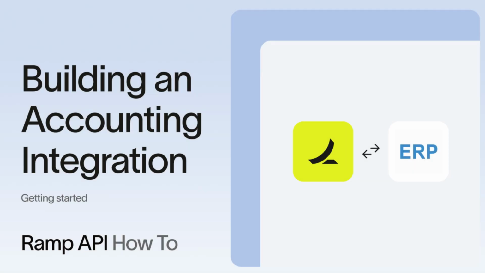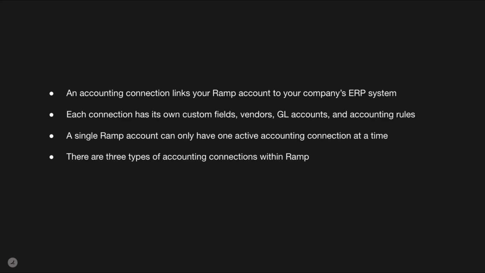This video will walk you through how to get started building an accounting integration with the Ramp API. To start, let's review the concept of an accounting connection. An accounting connection is the link between your Ramp account and your company's ERP system. The connection allows Ramp to exchange data with your ERP so that information stays in sync between the two systems.